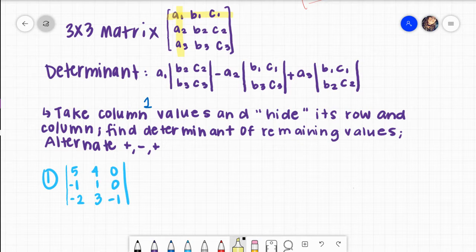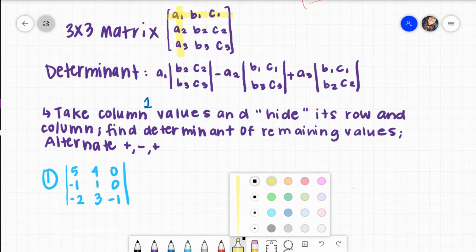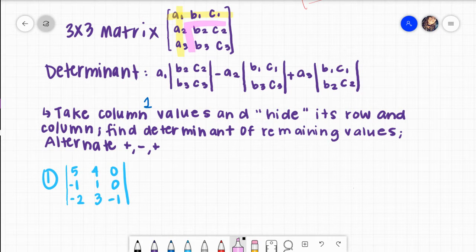You can use your pencil, you can use whatever you need to, as long as you can see what's remaining, right? What you can see is B sub 2, C sub 2, B sub 3, C sub 3. Did you see that? And I got that from taking all of the values in my first column and then individually hiding their row, hiding their column. What's remaining, that's what you take the determinant of.